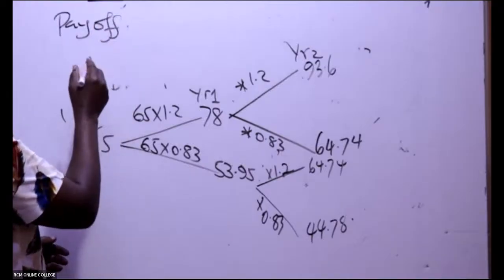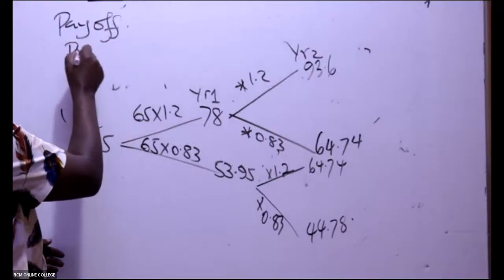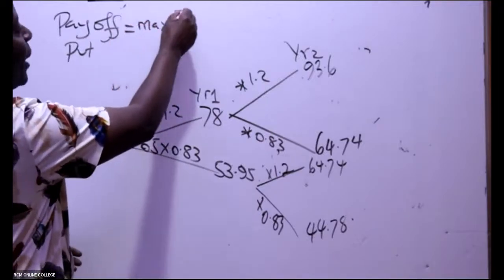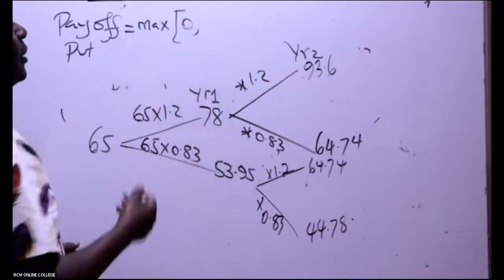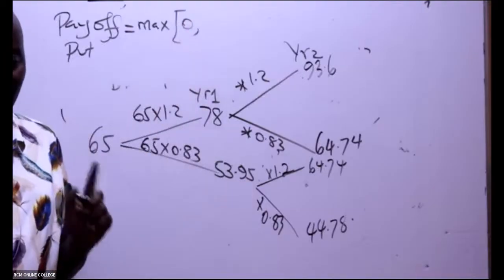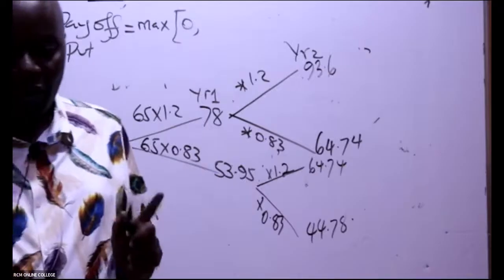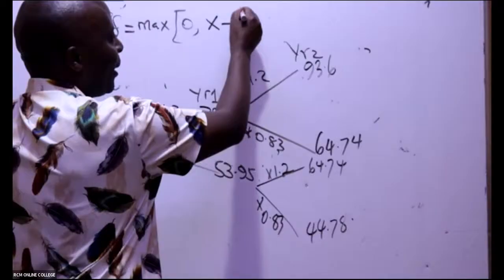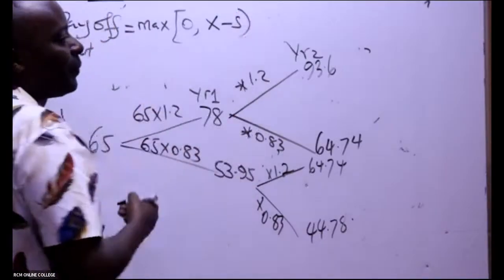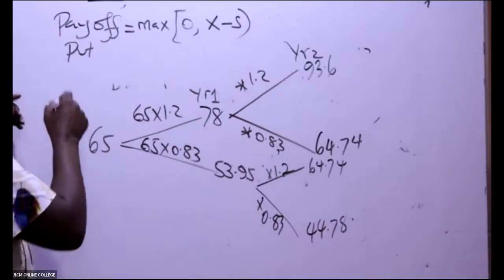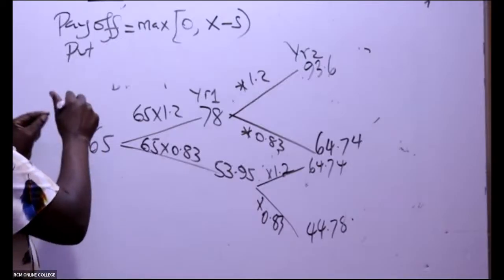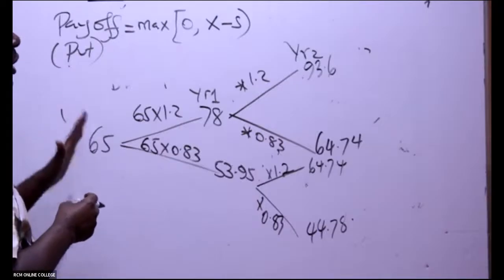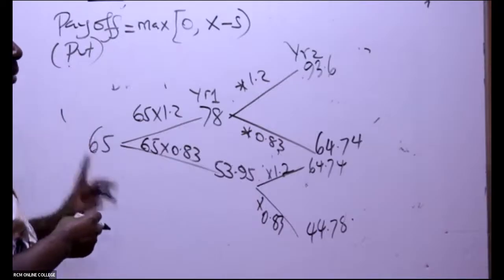How do we get these payoffs here for a put? Remember, this is a put. So for a put, you will take the maximum of 0 and K, or X, minus S. So for each node, you are going to give us our payoffs for our put option. And how do we get these payoffs for each node? It's very, very easy to get payoffs, ladies and gentlemen.